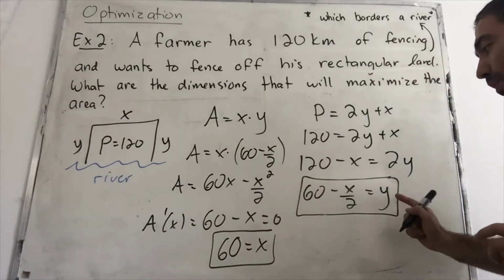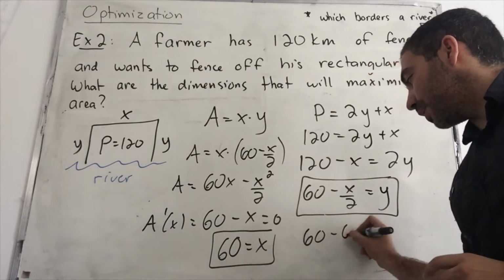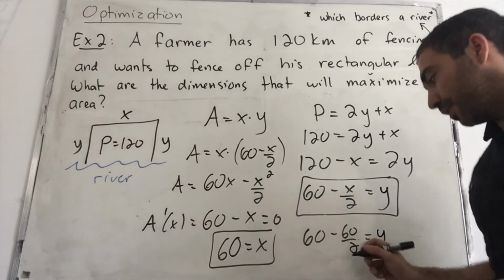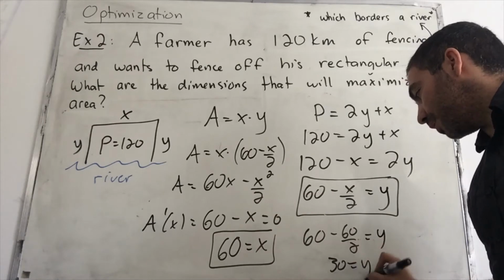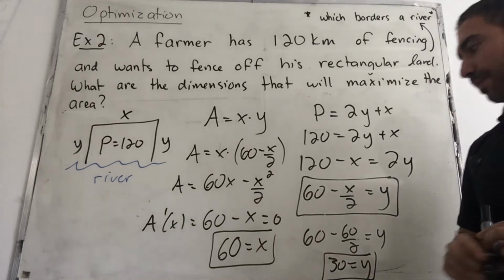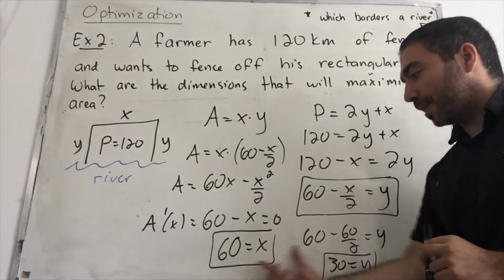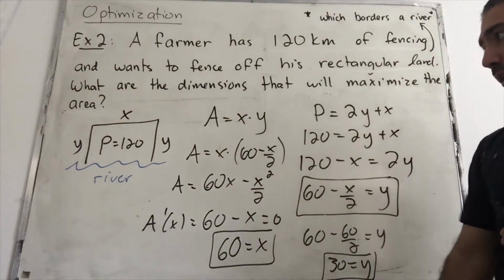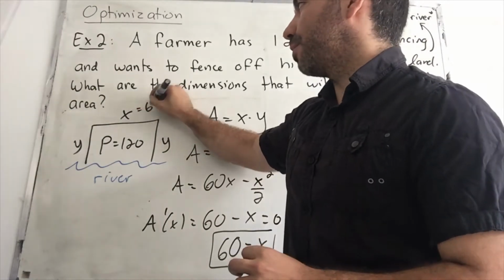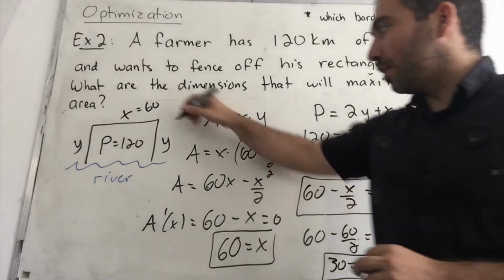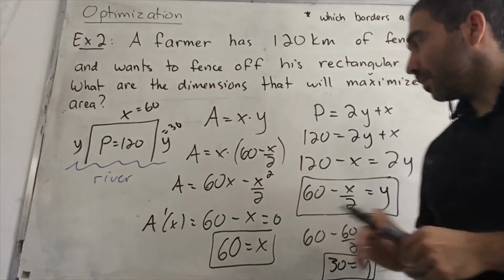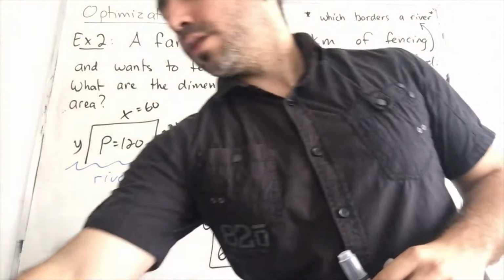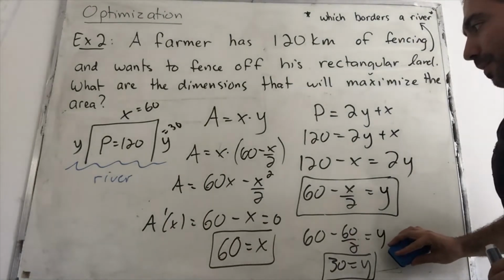Let's go ahead and find y. This is 60 minus 60 over 2 equals y. 60 over 2 is 30, 60 minus 30 is 30. So y is equal to 30. Okay, so these are the dimensions of this rectangle that will maximize its area. Okay, we have to ensure that this is actually a maximum. So let's go ahead again and check the domain. Y is 30. Let's go and check to ensure that this is in fact the max.